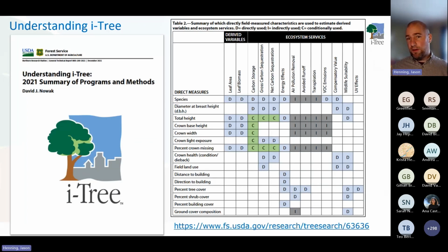So as far as where you can find more information, I just went through air pollution removal, but for all our benefits, you can find the same information of how they're estimated in our Understanding iTree document. This is a really nice omnibus collection of all the research we have that supports the iTree tools. It's got lots of really nice tables in here. This one is showing the various ecosystem services that we estimate across various tools and how they interact with the measurements that you might make in the field. So by providing species and DBH, you can see which estimates that's going to impact when you look at the ecosystem services.